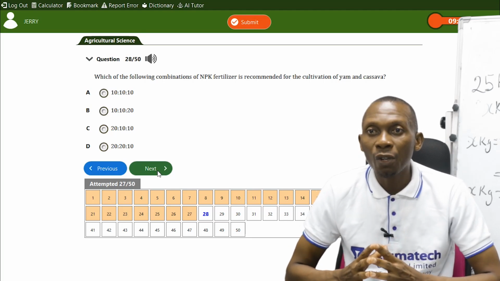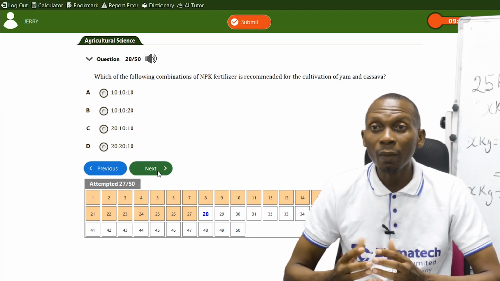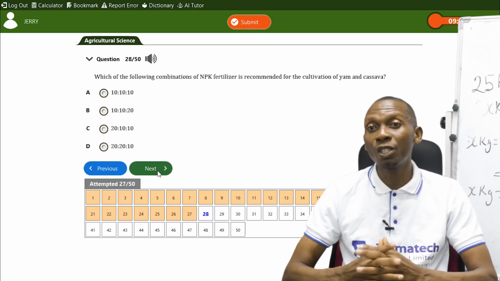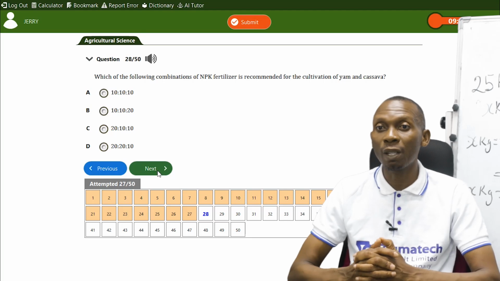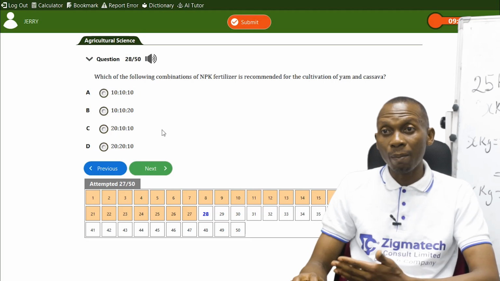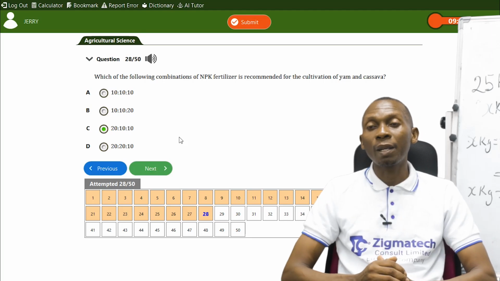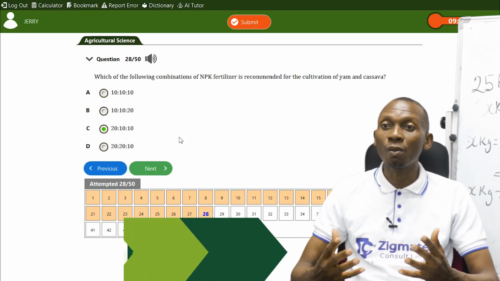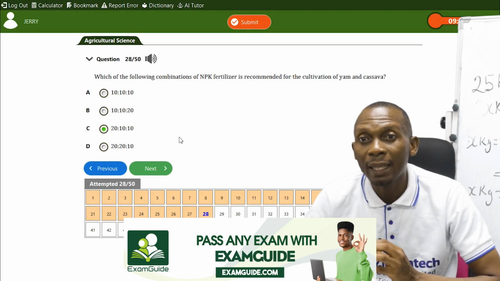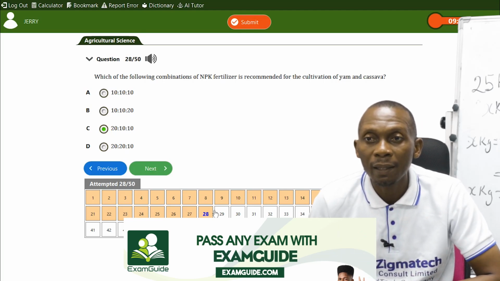So nitrogen encourages vegetative growth. Potassium is also needed by plants. Nitrogen, phosphorus, potassium encourages tuberization. That's tuber formation of our plants. So all of these are needed, but the ratio in which they're needed is what we're being asked here, and the answer is C, because at the early stage of growing yam and cassava, the crops have to have vegetative growth, and so the percentage of nitrogen is slightly higher. It's higher than that of phosphorus and potassium. So the answer is C.